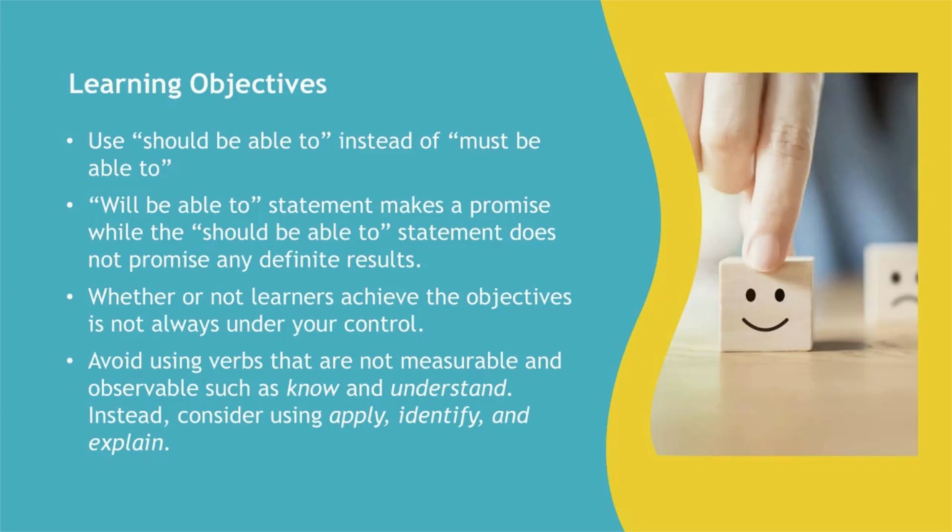So when writing behavioral statements and objectives, I think you should avoid using must be able to do something or need to be able to, will be able to do something, because you never know for sure. And you should avoid such verbs as know and understand, because they're not measurable and observable. And instead, as instructional designers know, we should focus on apply, identify, explain, because these are more measurable verbs.